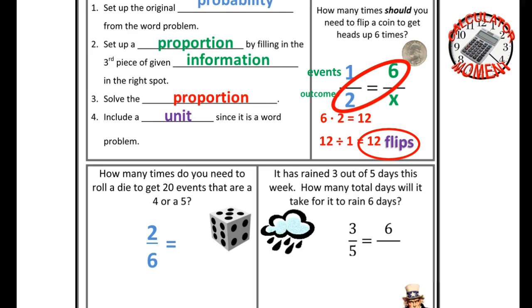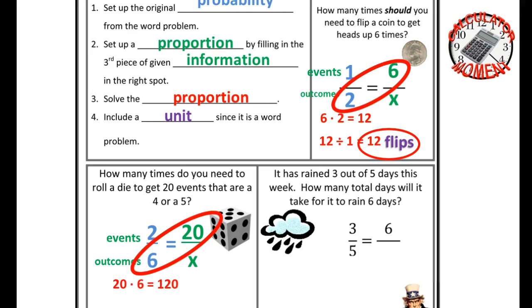Now I was given 20. This is 20 specific events. That means 20 4s, 5s, or a mixture of both. So I'm going to have my events, my outcomes. Events go up top. Outcomes is what we need to know. We know the total number of rolls. So I'm going to multiply here. 6 times 20 gives me 120. 120 divided by 2 gives me 60. So that's 60 rolls. If I rolled it 60 times, I should theoretically get 20 4s or 5s. On your own, try the last problem.